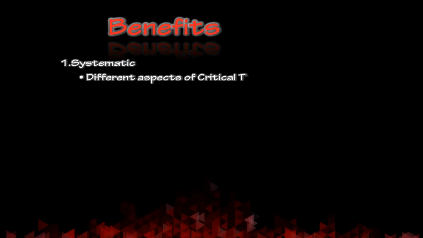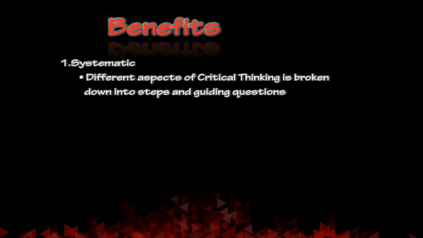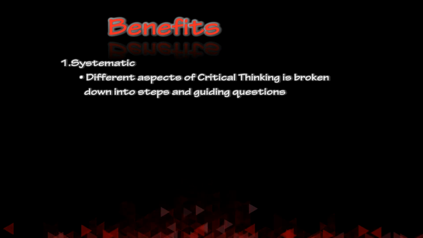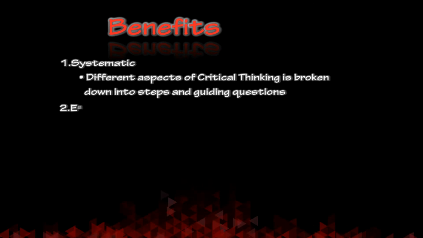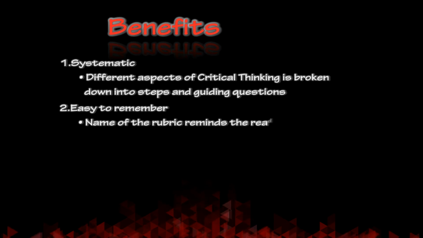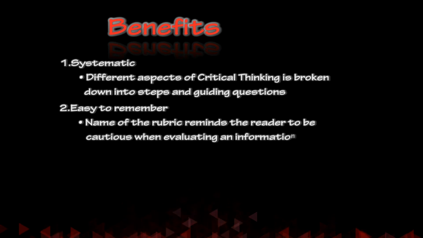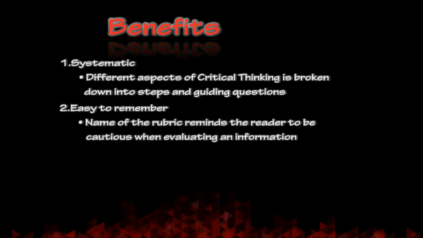You might be wondering, what are the benefits of using our rubric? Well, here is why. Number 1, systematic. Different aspects of critical thinking are broken down into steps and guiding questions. So easy. Number 2, easy to remember. The name of the rubric reminds the reader to be cautious when evaluating information.